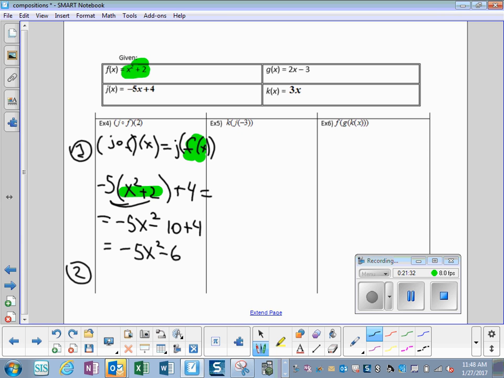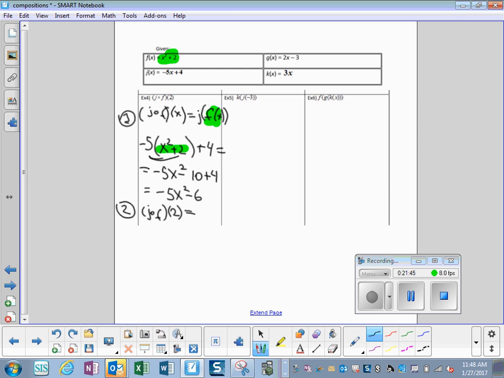Okay, so now we'll evaluate. So j composition f of 2 equals, I need to take the function that I just calculated and evaluate it for 2. So I'm going to write negative 5 multiplied by 2 squared minus 6. Right, so I took the new function and substituted 2 for x. Now I can calculate it. Negative 5 times 4 is negative 20. Minus 6, negative 26. So that would be my final answer.